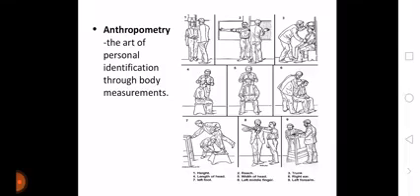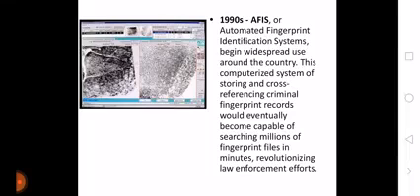So here is the illustration of anthropometry. So it is the art of personal identification through body measurements. In the 1990s, AFIS, or Automated Fingerprint Identification System, began widespread use around the country. This computerized system of storing and cross-referencing criminal fingerprint records would eventually become capable of searching millions of fingerprint files in minutes, revolutionizing law enforcement efforts.